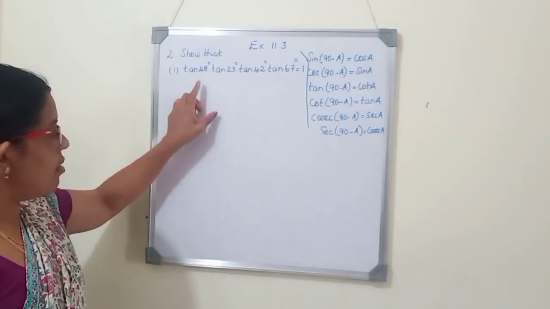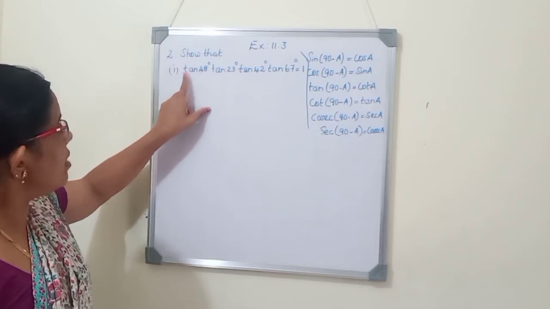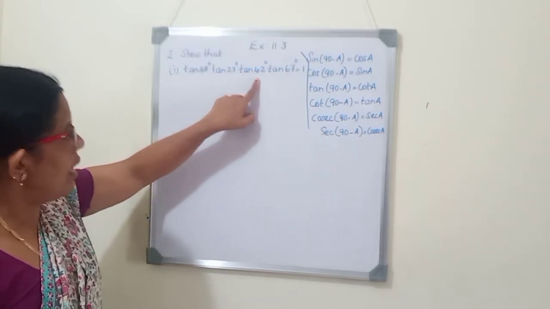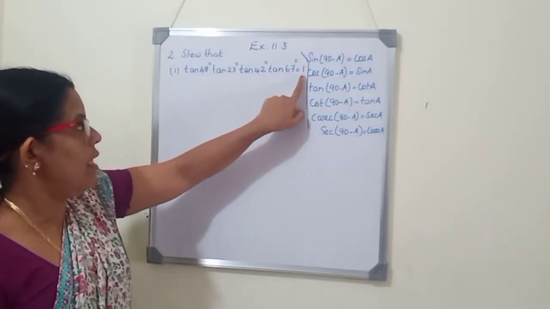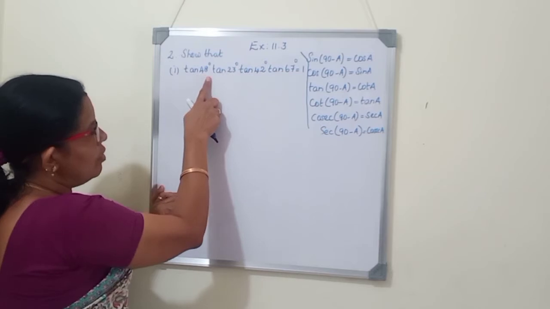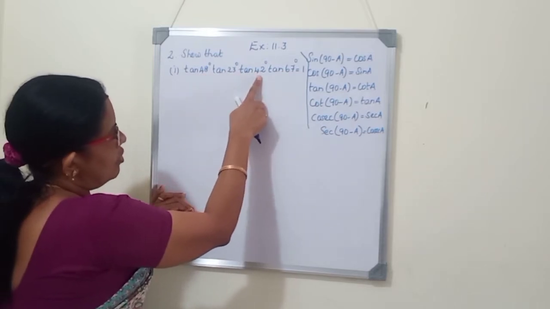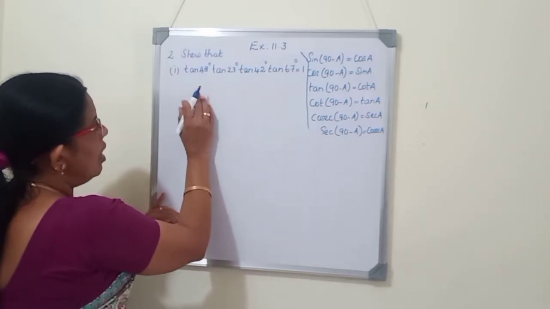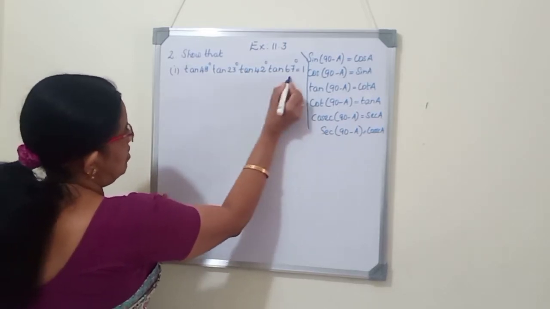Third question, first question in the second main, first question. Show that tan 48 degree, tan 23 degree, tan 42 degree, tan 67 degree equals 1. Here in between the symbol is into. Tan 48 degree into tan 23 degree into tan 42 degree into tan 67 degree is 1, we have to prove or show. So here we will write the LHS.